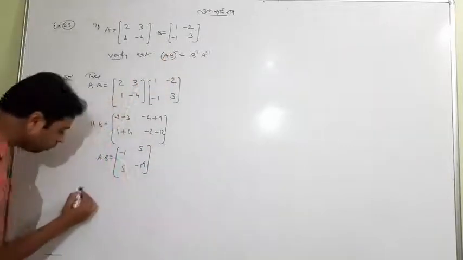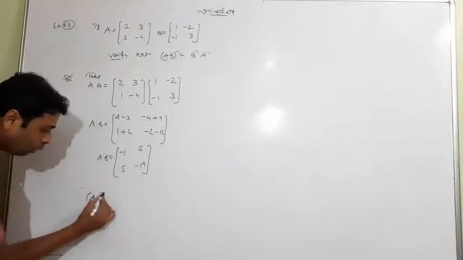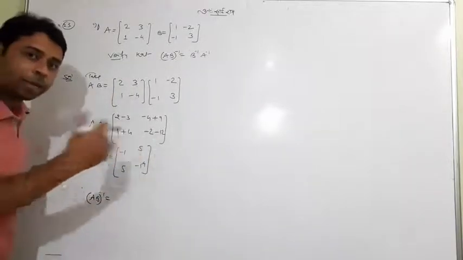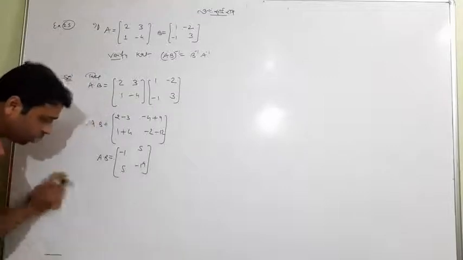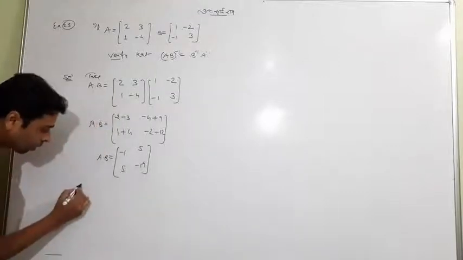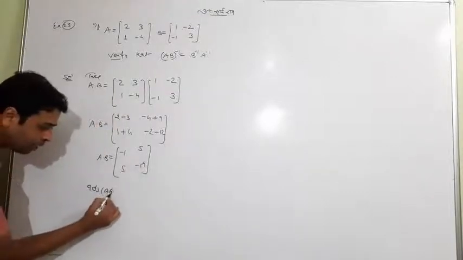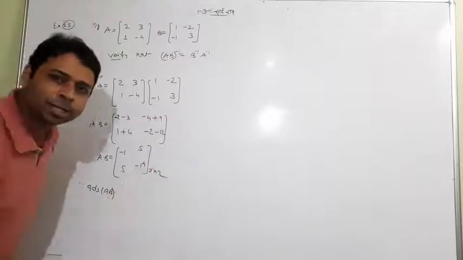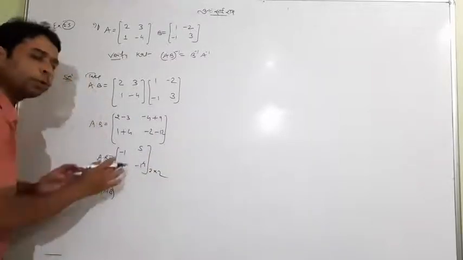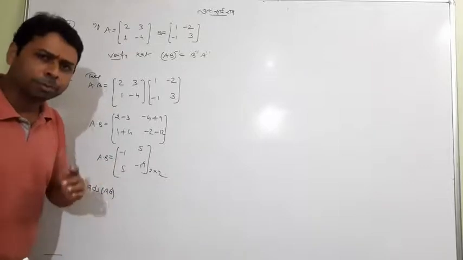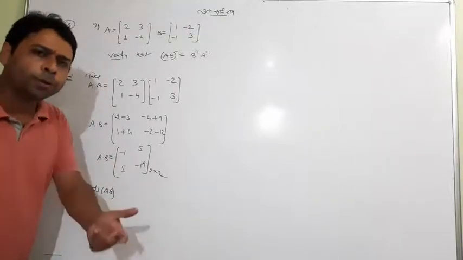What is required? AB whole inverse. So AB whole inverse is adjoint AB upon determinant AB. In two lines I will complete that. Adjoint AB: because it is a 2 by 2 matrix, I would suggest you find it with the trick. It is acceptable. Don't worry about that.